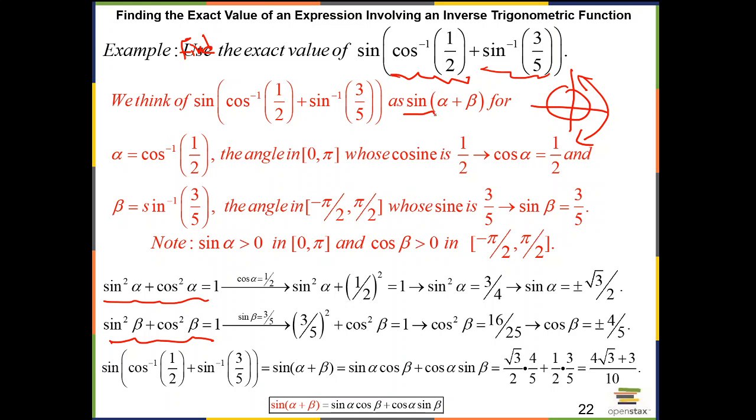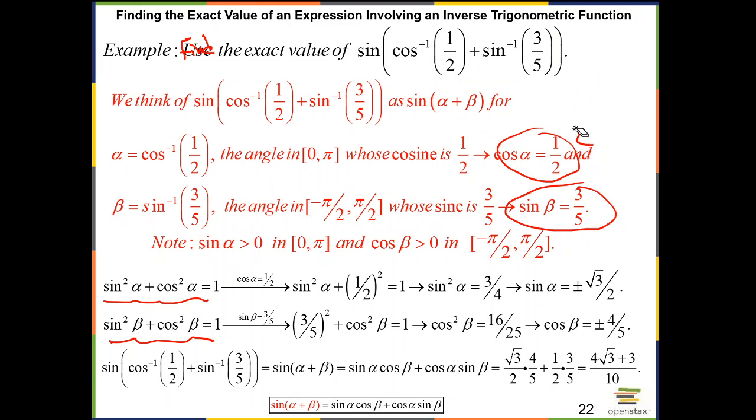When we use the formula for sine of alpha plus beta, we end up with sine alpha times cosine beta plus cosine alpha times sine beta. And you see we are given cosine alpha, but we don't have sine alpha. And we are given sine beta, but we don't have cosine beta, right? So what we do, we use Pythagorean identities for alpha and beta to find the unknowns that we're looking for.